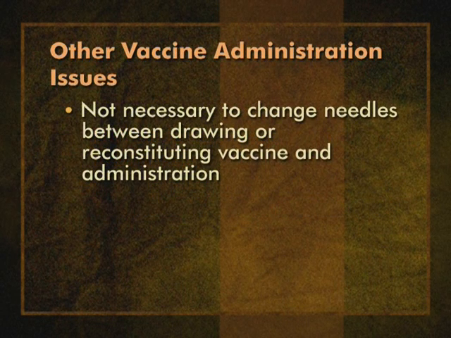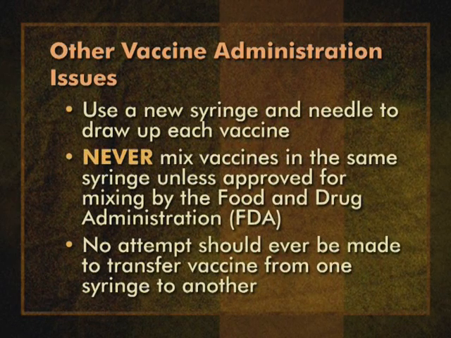Here are a few more points about vaccine administration. It is not necessary to change needles between drawing up or reconstituting vaccine and administration unless the needle is contaminated or bent. Use a new syringe and needle to draw up each vaccine to be administered. When administering multiple vaccines, never mix vaccines in the same syringe unless they are approved for mixing by the Food and Drug Administration, and no attempt should ever be made to transfer vaccine from one syringe to another. Vaccines approved for mixing will be packaged together or indicated in the product information.